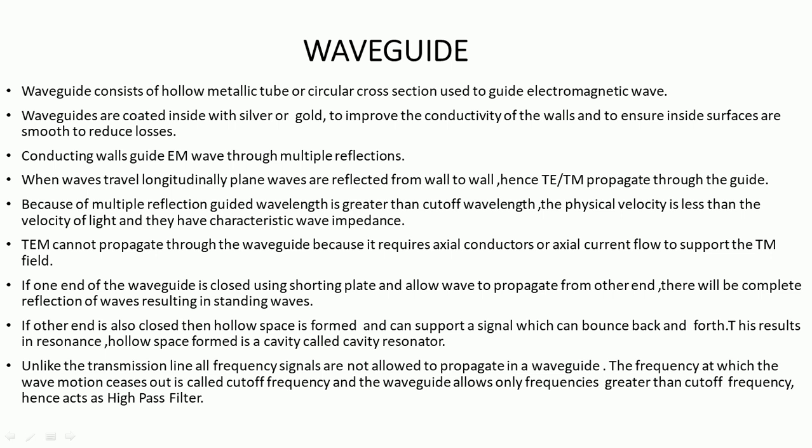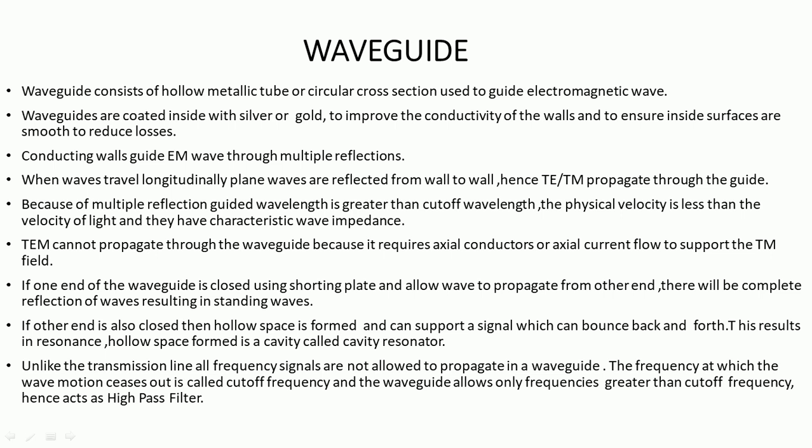Now, when the waves travel longitudinally, the plane waves are reflected from wall to wall, thereby propagating the transverse electric and the transverse magnetic modes through the waveguide section. Because of this multiple reflection, the guided wavelength is greater than the cutoff wavelength lambda c. Also, the physical velocity is less than the velocity of light, which is c, 3 into 10 power 8 meter per second. And they also exhibit the characteristic wave impedance.